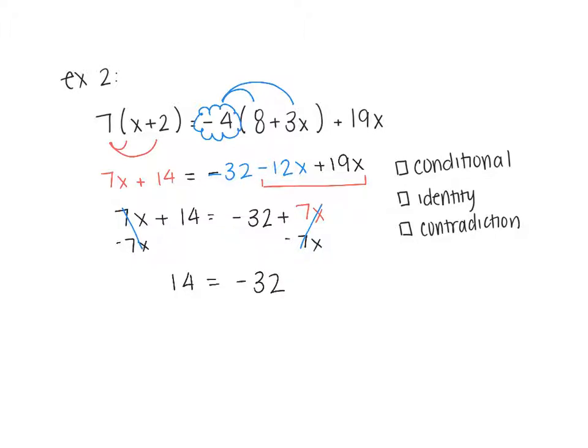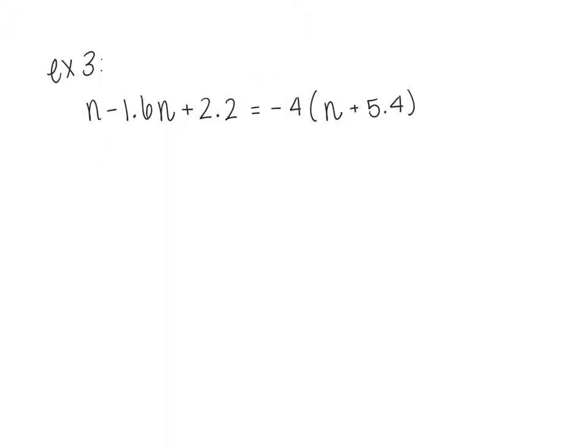So you get an untrue statement. That's technically no solution, but Hawkes is looking for something specific. They're looking for, okay, it's a no solution, but is it conditional, an identity, or a contradiction? Well, 14 doesn't equal negative 32, so you would pick contradiction. If you got 14 equals 14, you would pick identity.